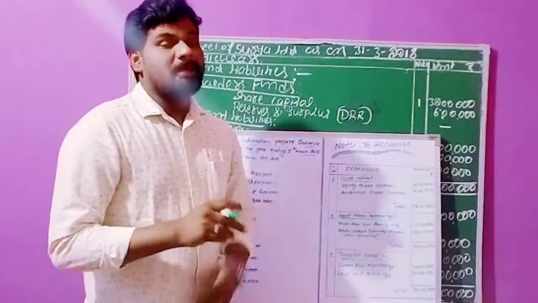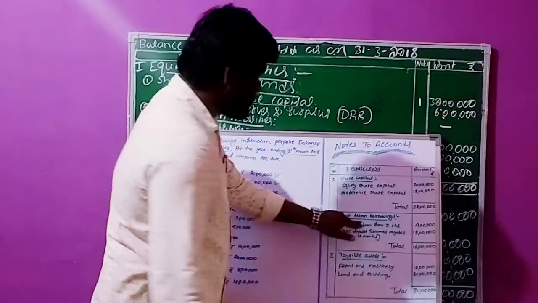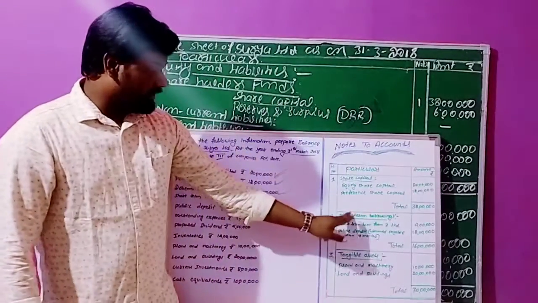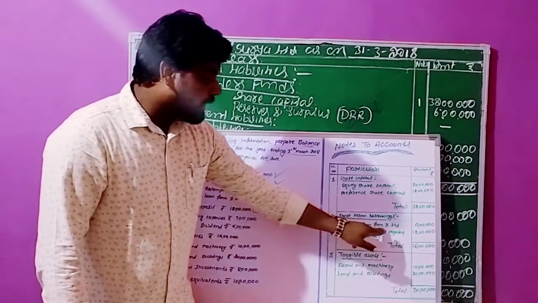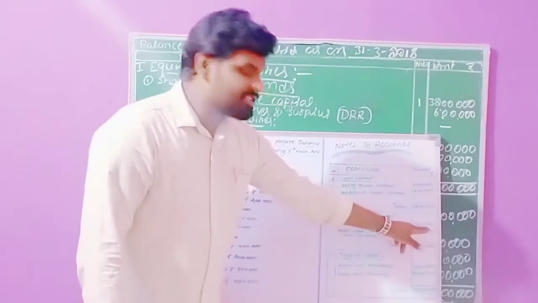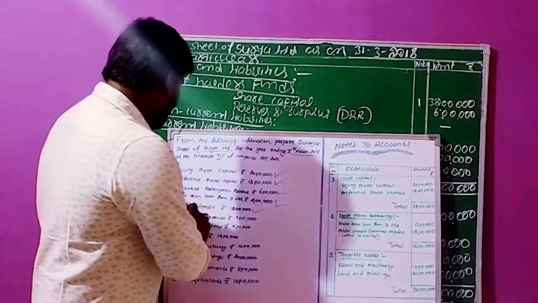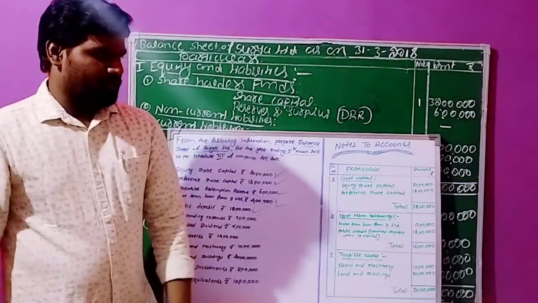Now we can apply one more working note. The second working note is short-term borrowings. Under it, short-term loan from Z Limited. How much loan are we taking? Totally 4 lakhs rupees we have borrowed. The second one, public deposits, 12 lakhs rupees.